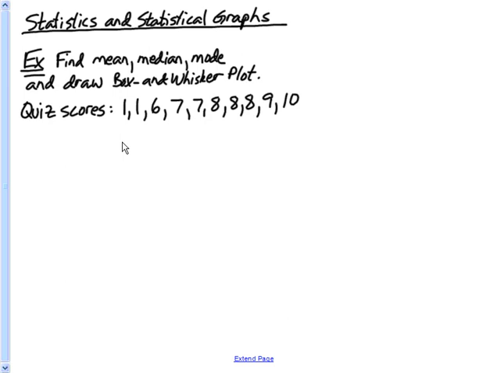So let's imagine we have these quiz scores here. 1, 1, 6, 7, 7, 8, 8, 8, 9, and a 10. Okay? Well, if you remember, the mean is like your average, your median is your middle one, and your mode is the one that happens most often, MO, most often.